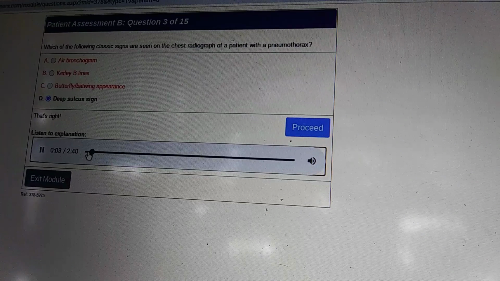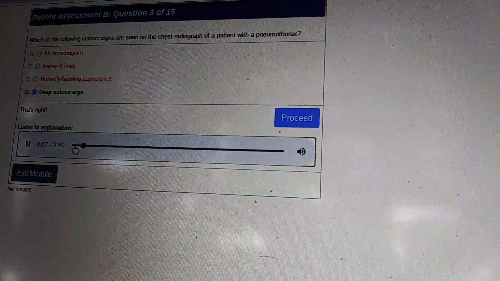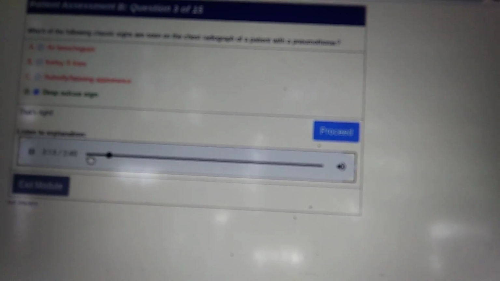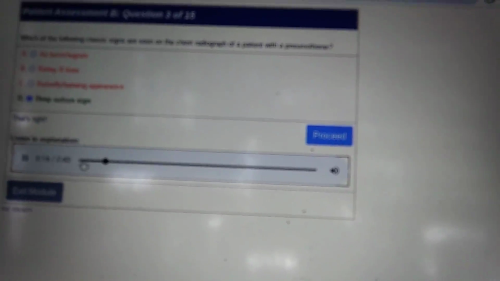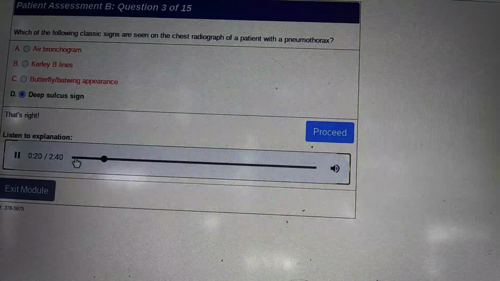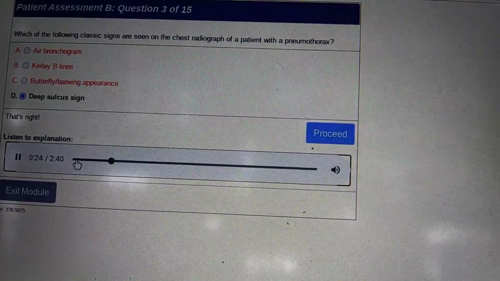is a classic sign that would indicate the presence of a pneumothorax on a chest radiograph. All right, so terminology is again the key here, and that's such an important part of the examination. You need to know what all the words mean and what they're related to, how they're associated with other things to make the connections that you're going to need to make. So terminology is the real focus here.